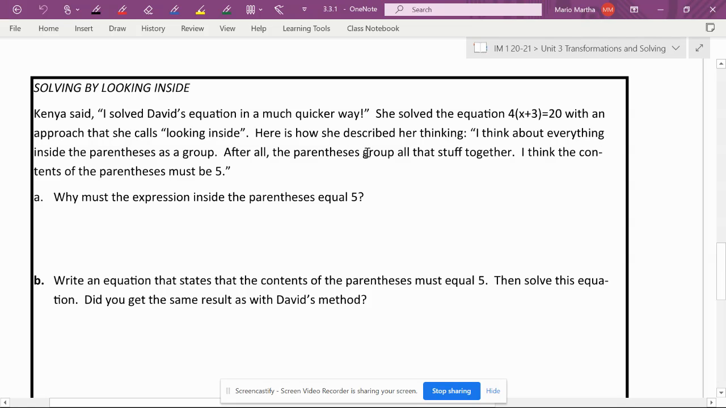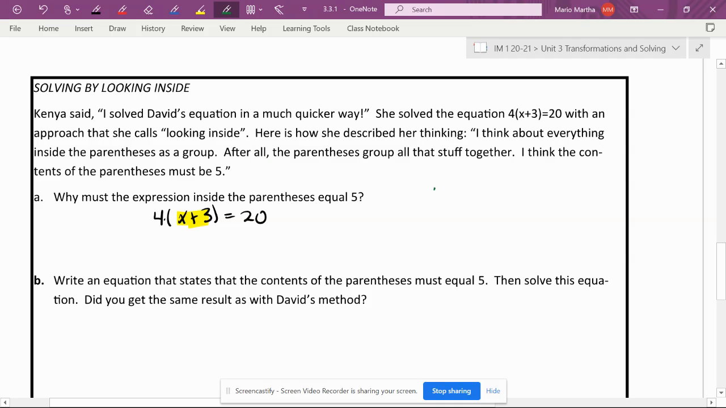Here's how she described her thinking: I think about everything inside the parentheses as a group. After all, the parentheses group all this stuff together, and I think the content of the parentheses must be 5. So why must the expression inside the parentheses be equal to 5? If we look at the original equation, 4 times x plus 3 equals 20. Now think about it. This is a multiplication, and she's grouping everything inside here.